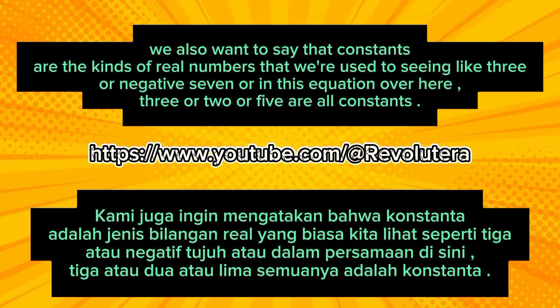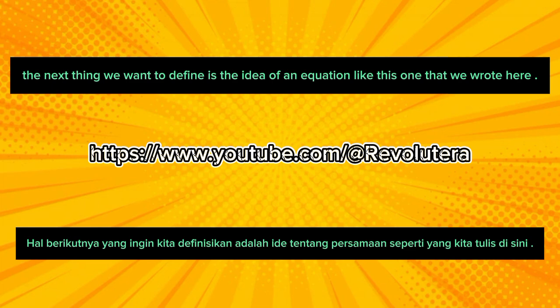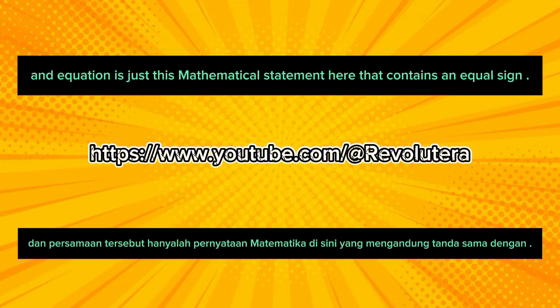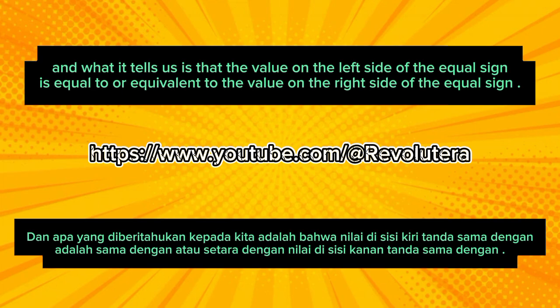We also want to say that constants are the kinds of real numbers that we're used to seeing like 3, or -7, or in this equation over here, 3 or 2 or 5 are all constants. The next thing we want to define is the idea of an equation like this one that we wrote here. An equation is just this mathematical statement here that contains an equal sign. And what it tells us is that the value on the left side of the equal sign is equal to or equivalent to the value on the right side of the equal sign.